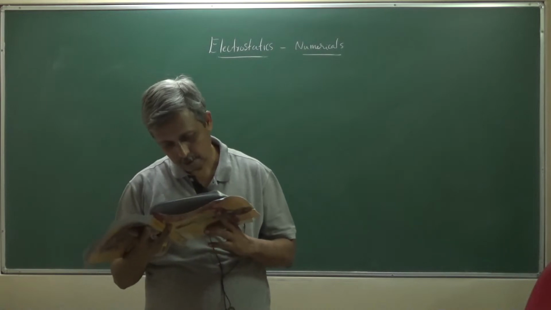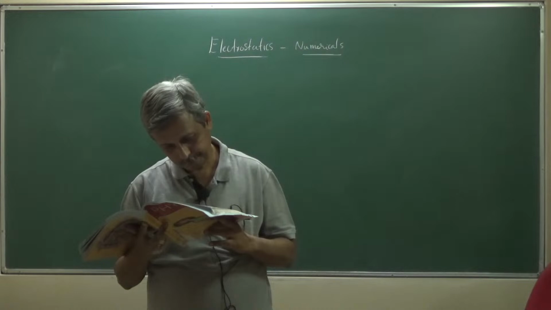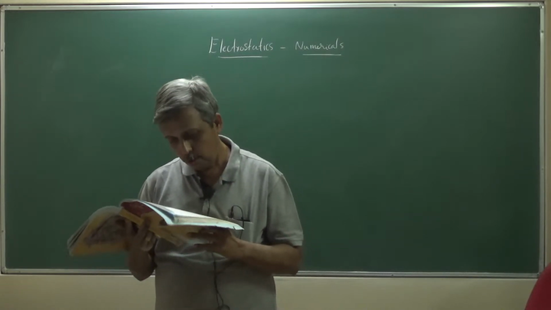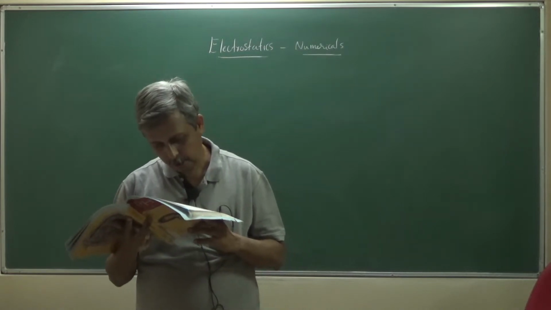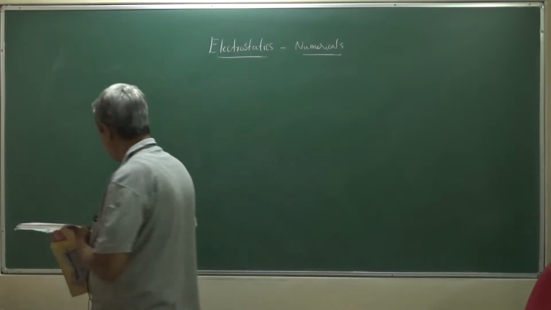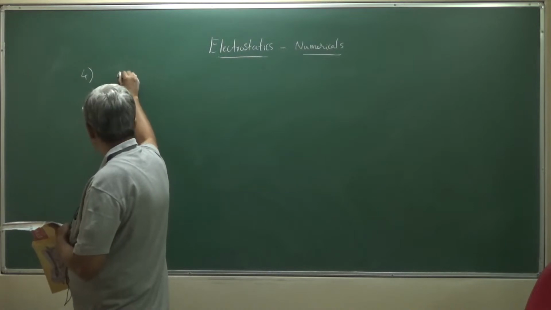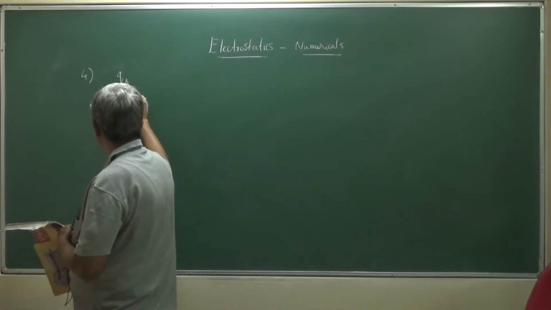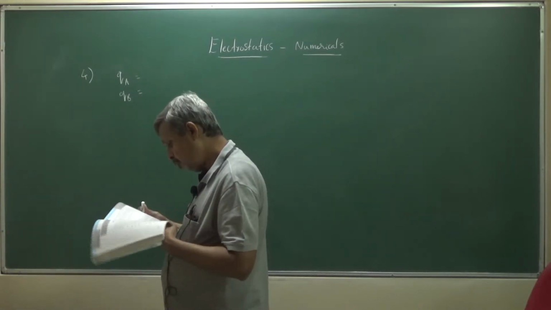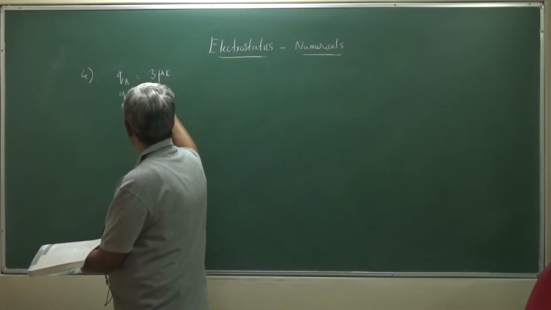Next problem. In the next problem, we are going to start basically getting into electric field. Okay. 2-point charges QA and QB. 3 microcoulomb and minus 3 microcoulomb. I'll write it as 2-point charges. So one is QA, another is QB. So QA is 3 microcoulomb, QB is minus 3 microcoulomb.